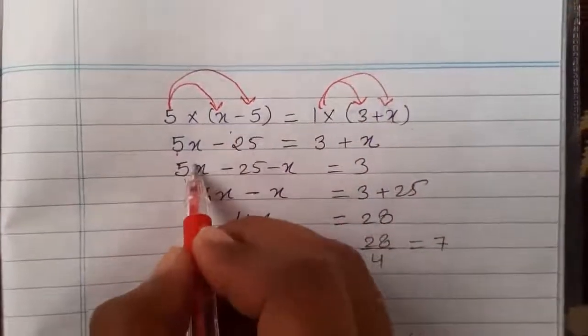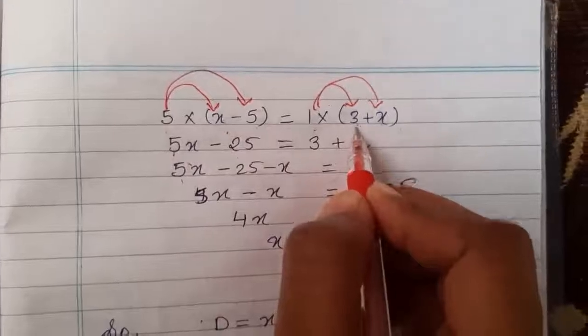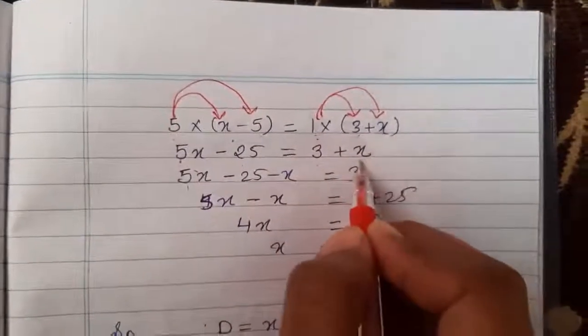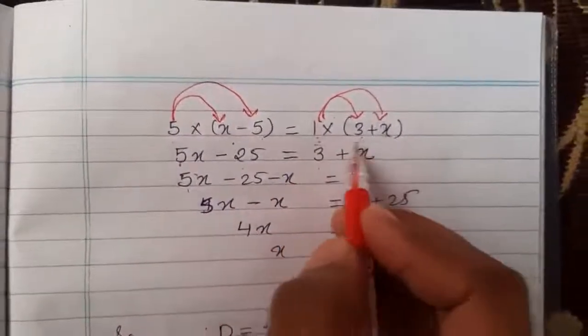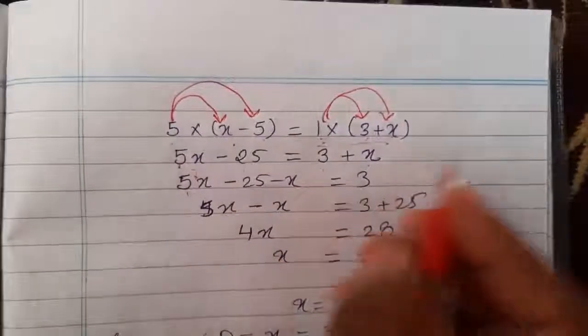5 multiply by x is 5x, 5 5s are 25. 1 multiplied by 3 becomes 3. 1 multiplied by x gives the number itself, you know it, when we multiply by 1 the same digit comes. Now 5x minus 25, now you know the process.